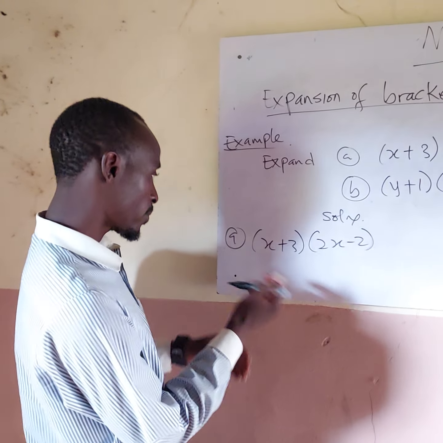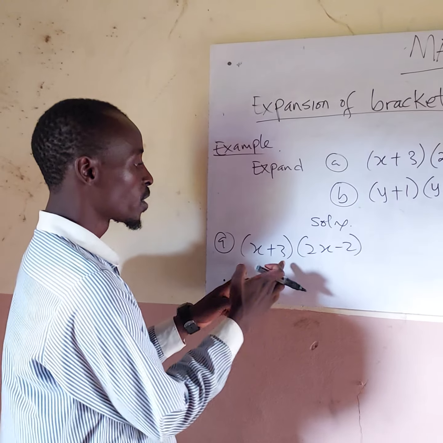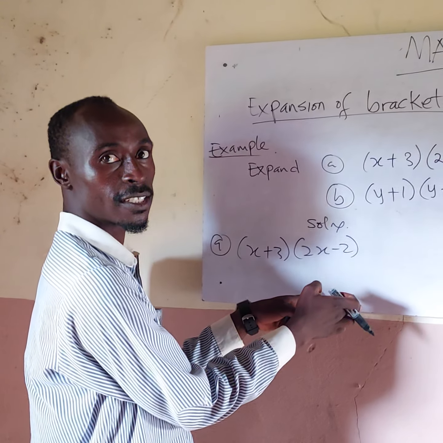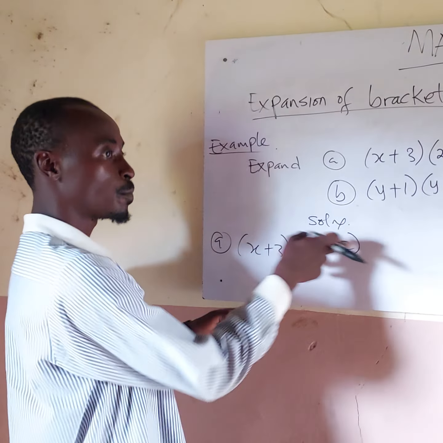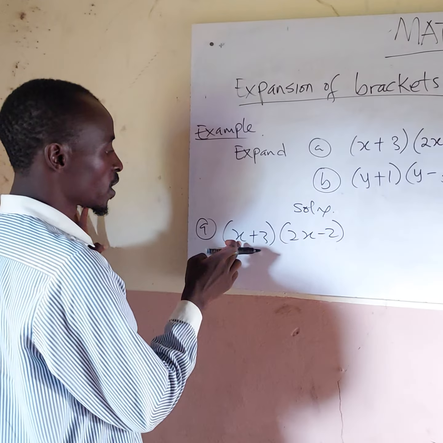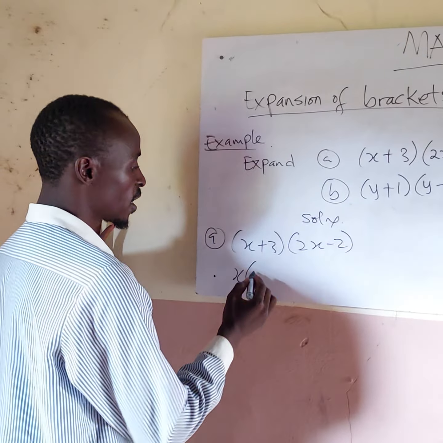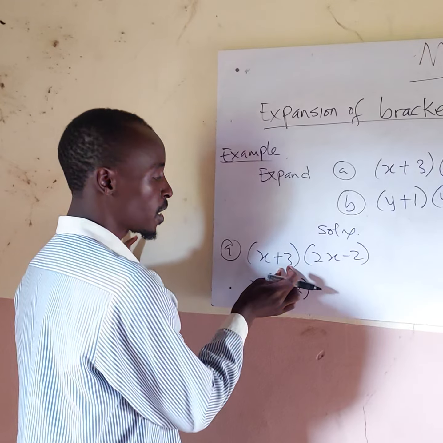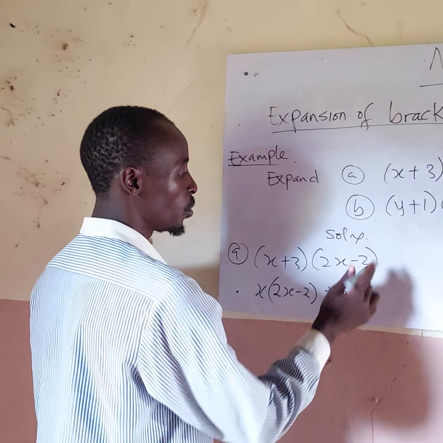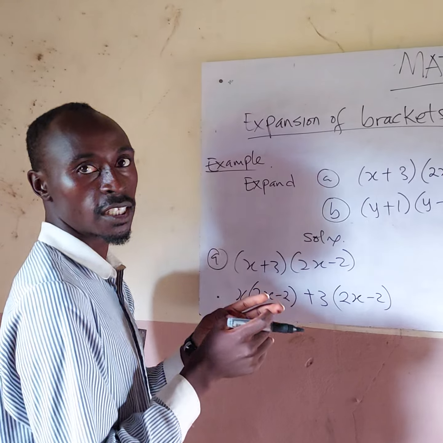Now to solve this, we have x plus 3 in the bracket, and then another bracket, 2x minus 2. You use the first bracket to expand the second bracket, or use the second bracket to expand the first bracket. But we are using the first bracket to expand the second bracket. So what's the first thing in the first bracket? You have x. So you put your x down, and then you pick the second bracket, which is 2x minus 2. Then you pick the second thing in the first bracket, which is positive 3, and then you use it to expand that second bracket.